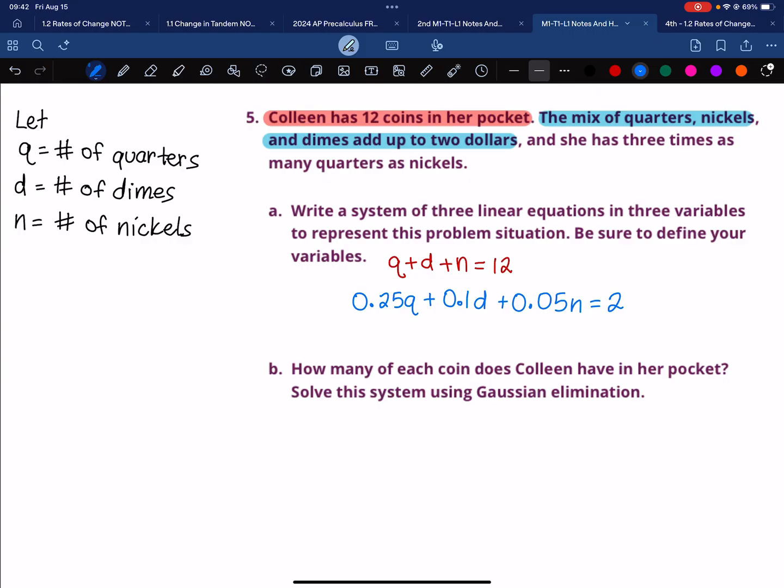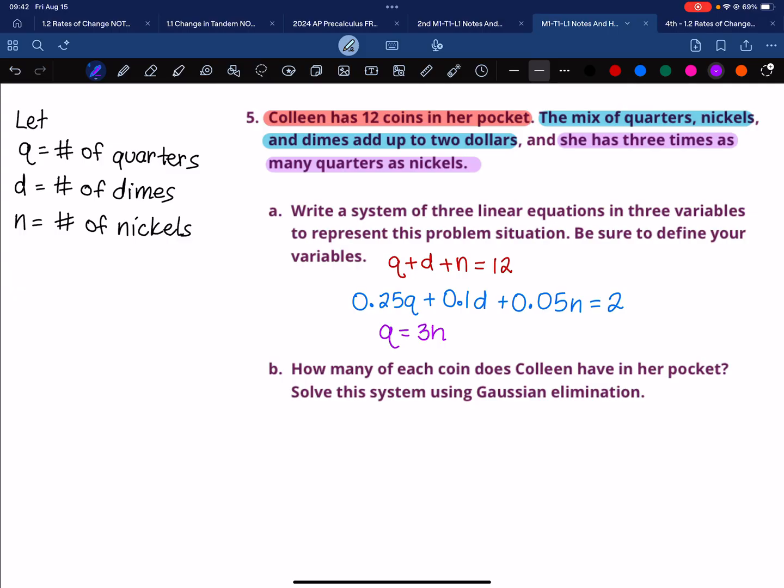Then the last equation: she has 3 times as many quarters as nickels. So she has 3 times the amount of quarters as nickels. So my quarters are equal to 3 times the nickels. And so from here, all we need to do is solve.